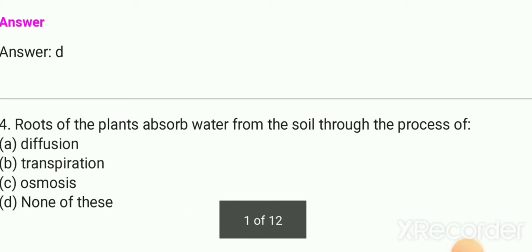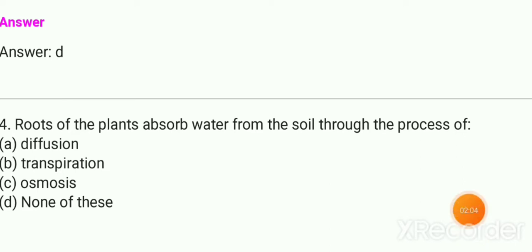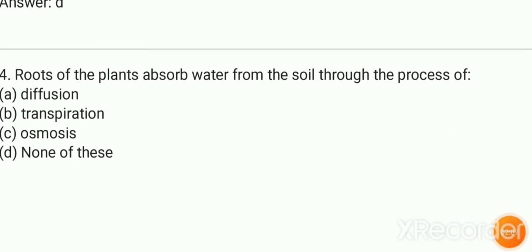Then question number 4. Roots of the plant absorb water from the soil through the process of diffusion, transpiration, osmosis or none of these. So here the roots of plants absorb water from the soil by the process of osmosis, that is the movement of molecules from a lower concentration region to a higher concentration region through a semi-permeable membrane. It is not the process of diffusion, and transpiration is the evaporation process. It is completely different. So here the roots of the plant absorb water from the soil by the process of osmosis. So here the answer will be option C.